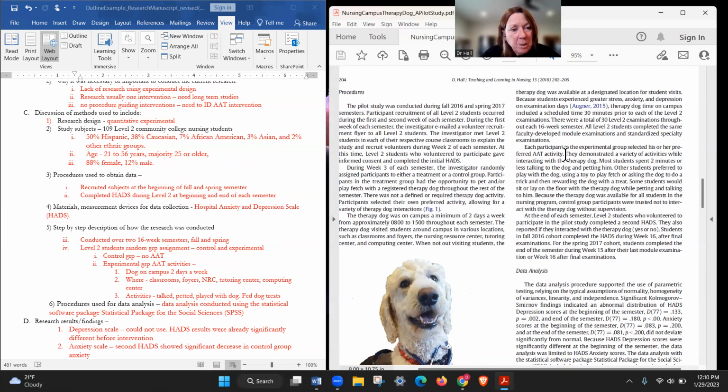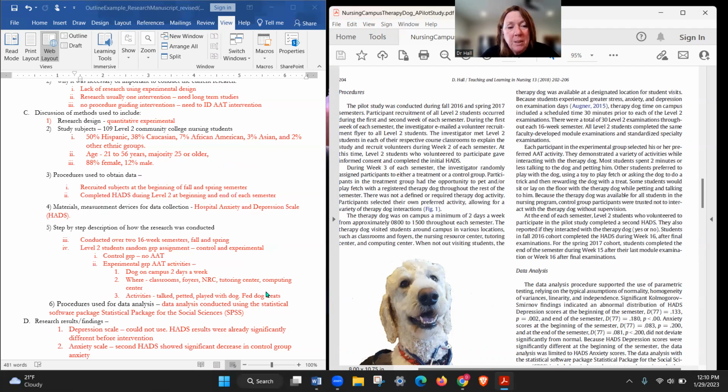It asks you what measurement instrument they used for data collection. This particular study used the Hospital Anxiety and Depression Scale. It's called the HADS, and that's the survey they completed at the beginning and end of the semester. They conducted it over two 16-week periods, fall and spring. It was a level 2 assignment. Students were randomly assigned.